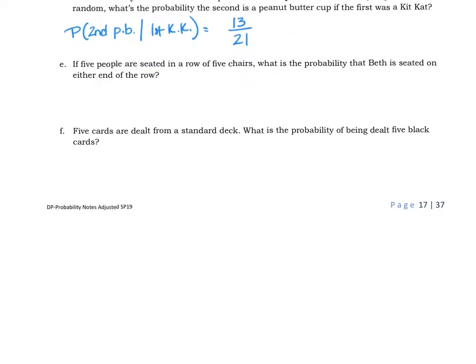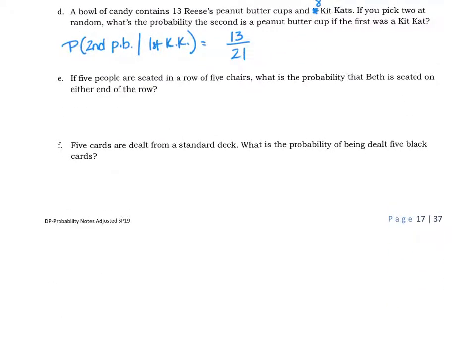All right, if 5 people are seated in a row of 5 chairs, what's the probability Beth is seated on either end of the row? So the specific thing here, or the thing that's special, is Beth. She has to sit on either end of the row. So let's consider Beth first, okay? How many different choices does Beth have if she has to be on an end? Well, Beth actually has 2 options for where she could sit. She could sit on the far left or on the far right. So Beth has 2 options, okay?